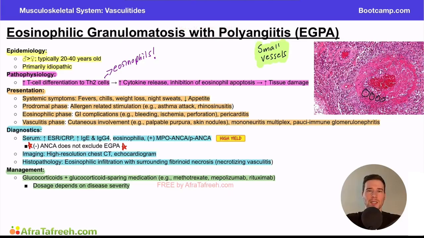Some other things that could trip you up would be C-ANCA. We're more likely to see C-ANCA in granulomatosis with polyangiitis, which is often referred to as GPA. So they confuse you with the EGPA versus the GPA, right? EGPA more likely to have the P-ANCA versus GPA more likely to have the C-ANCA.